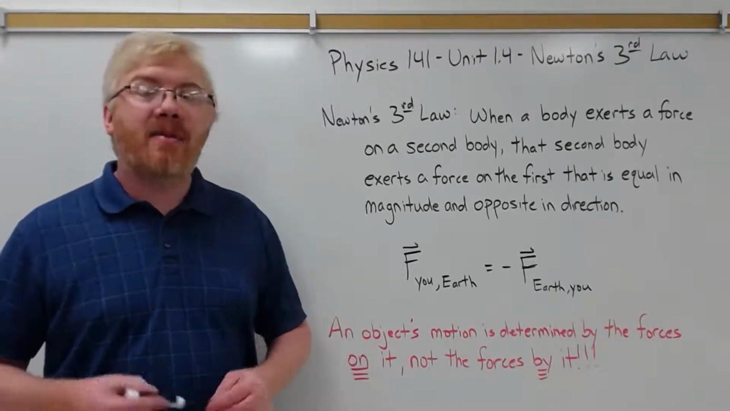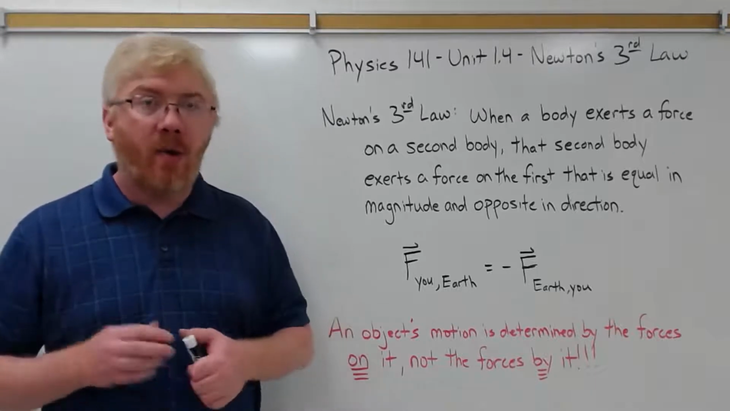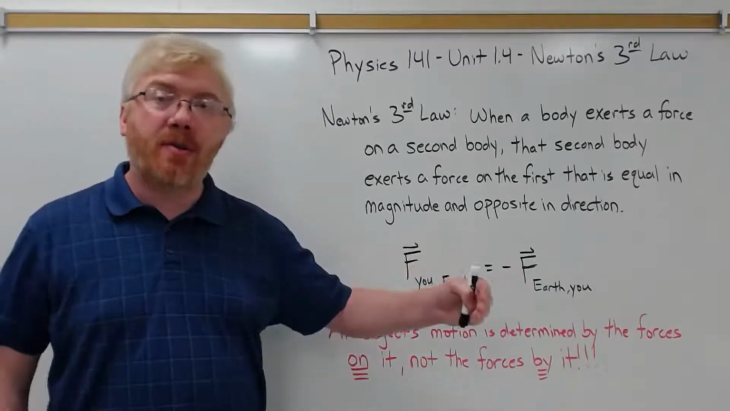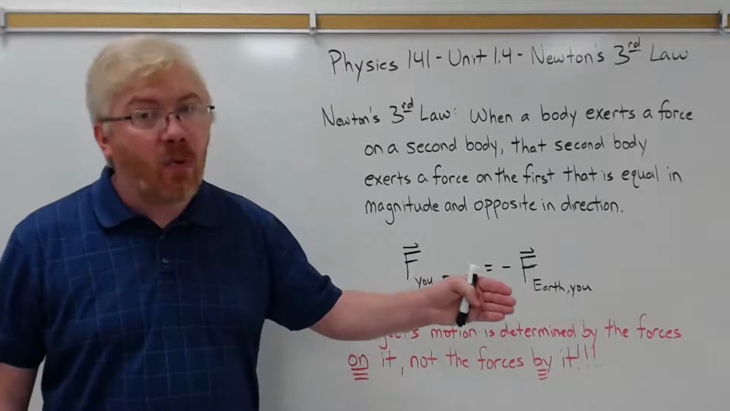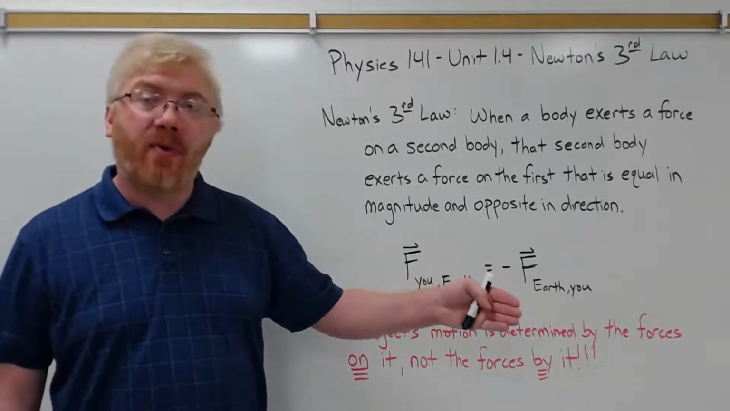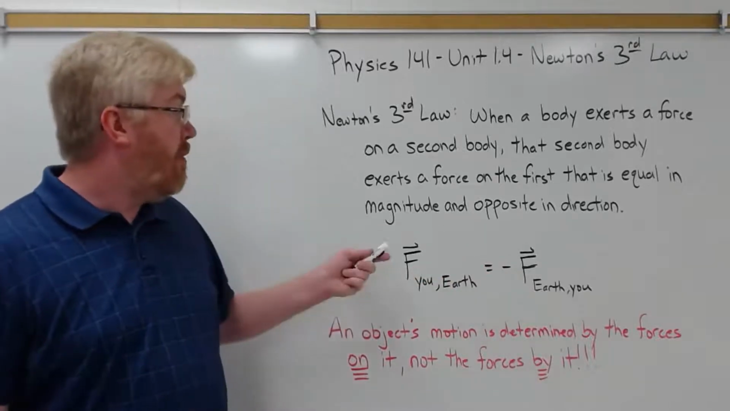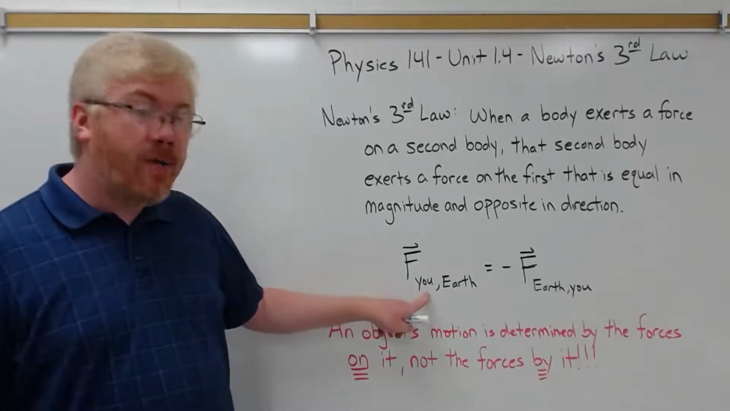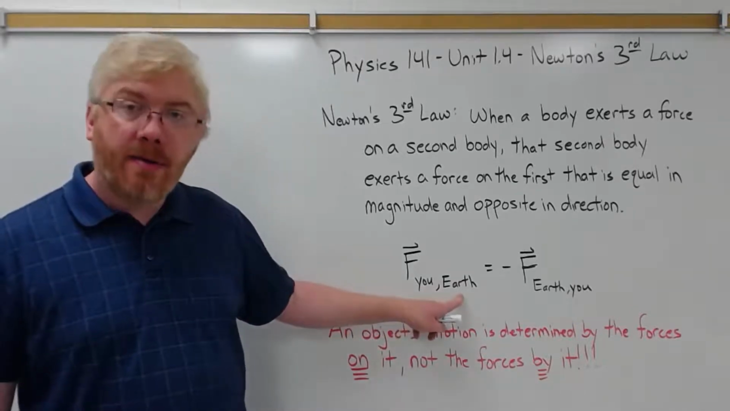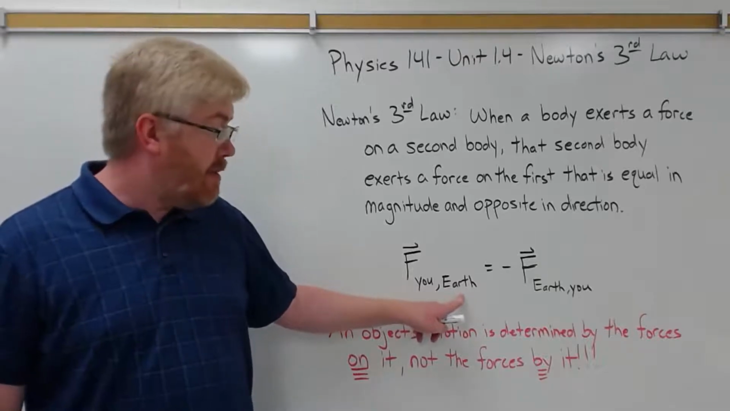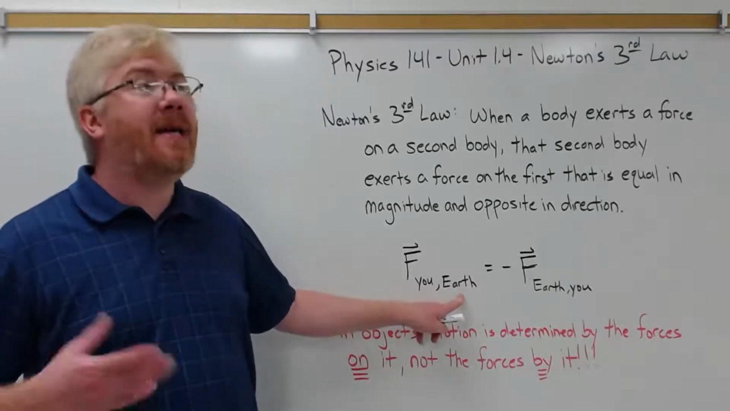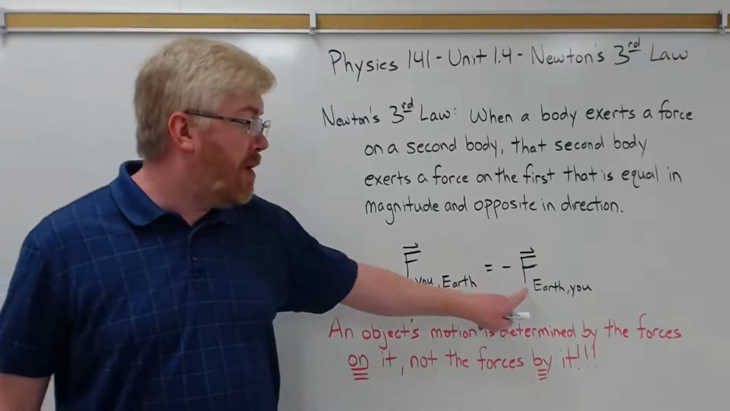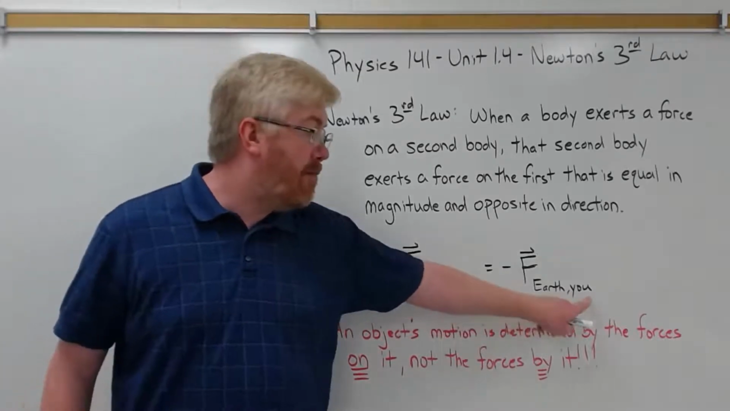So it just means that the forces are paired. Whenever object 1 puts a force on object 2, object 2 puts an equal magnitude and opposite direction force on object 1. For example, the force on you by the Earth is equal and opposite to the force on the Earth by you.